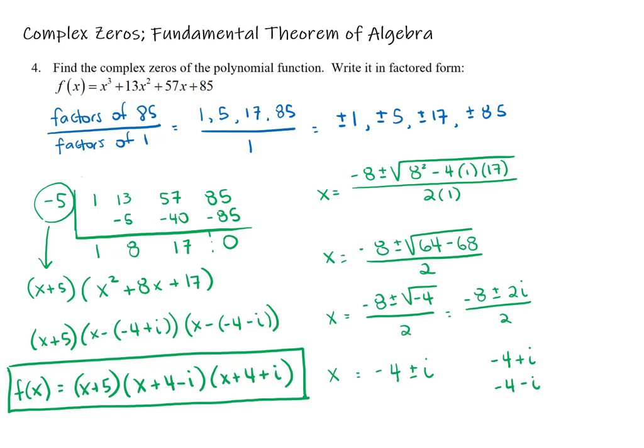And then making sure that we go back to the question. It says to write it in factored form, so you want to make sure you get 1, 2, and 3 factors, all of them linear in nature.